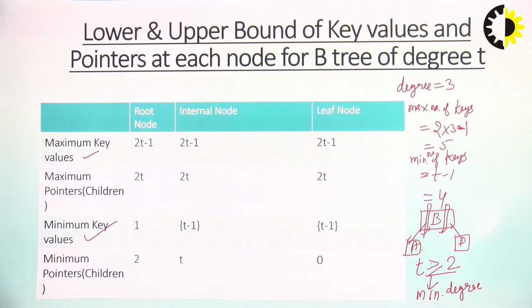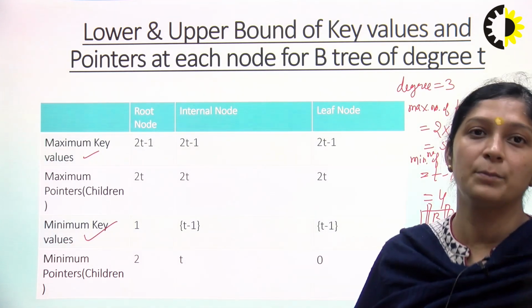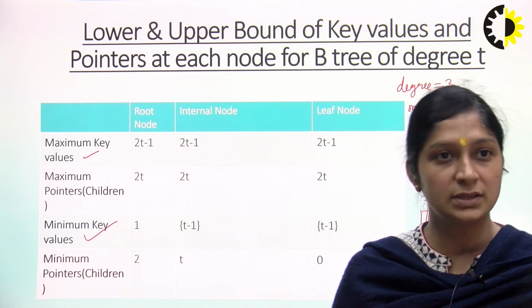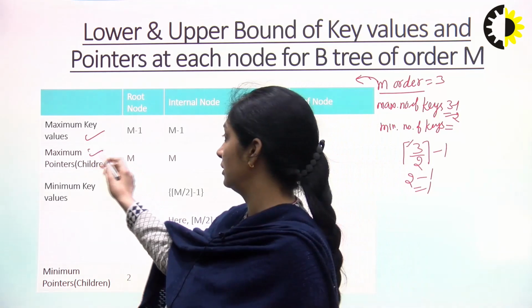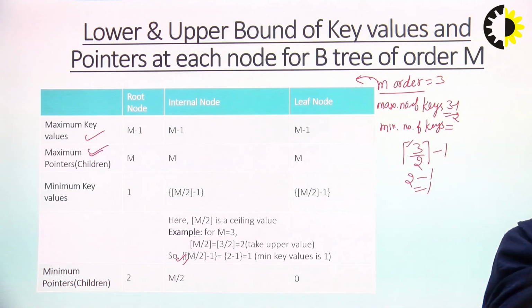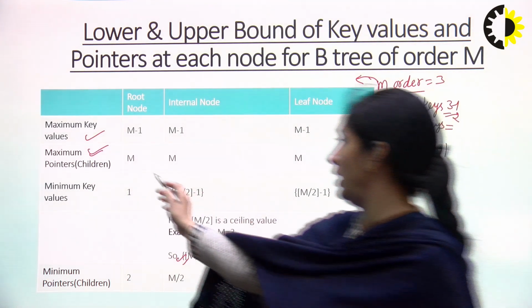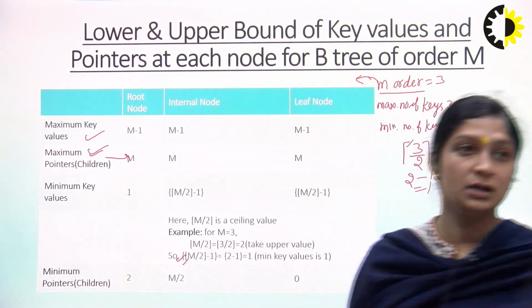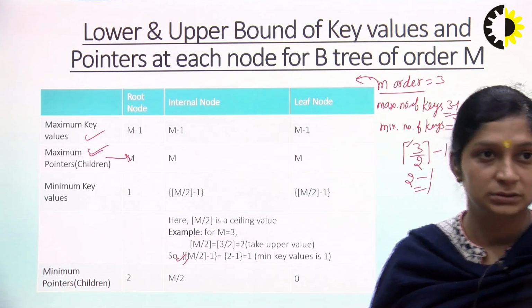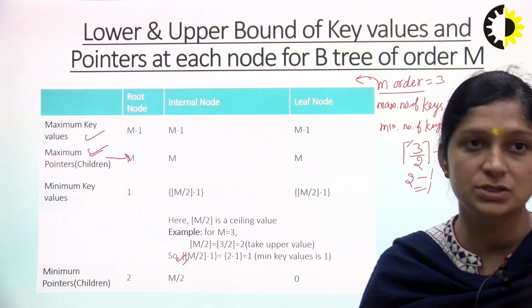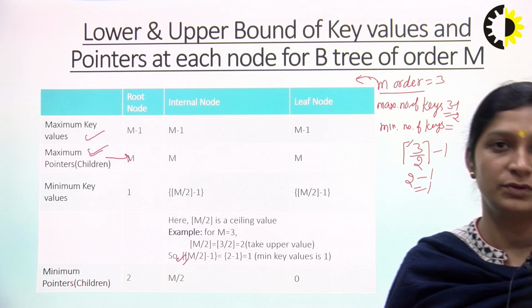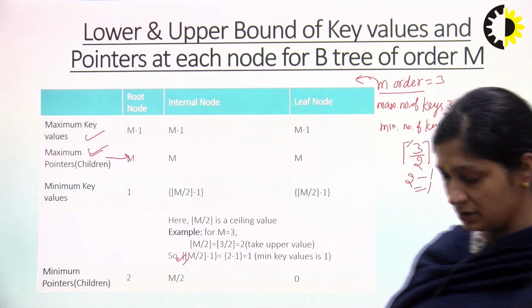Right? This is for the lower bound. And if we talk about the order, that is the upper bound, because we are saying that the maximum number of children possible here is M. So this is the upper bound. And in the lower bound, t greater than or equal to 2, which is called minimum degree. Remember this always, otherwise your answer will be wrong.